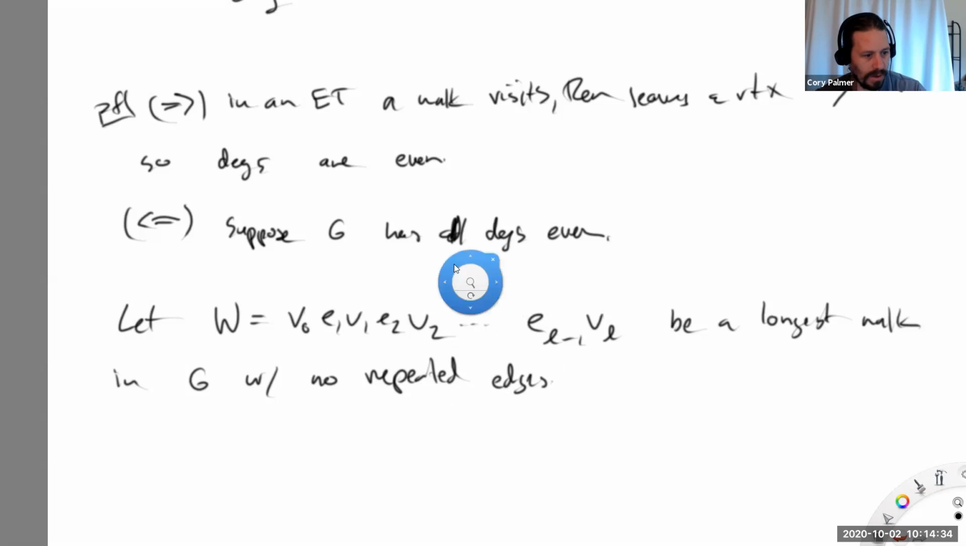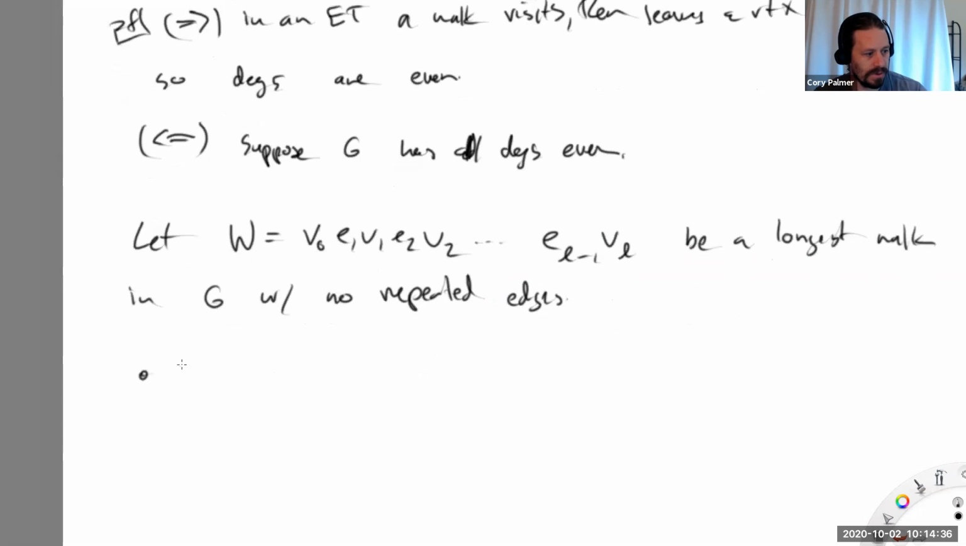Now, the first thing I want to do is examine VL, the end there. I'm going to illustrate this and then say in words what's going on. What I want to confirm is that VL equals V naught, and that'll follow from the even degree property. It turns out that a longest walk with no repeated edges in a graph with all degrees even will necessarily be closed. It doesn't necessarily use every edge, but it has to be closed.